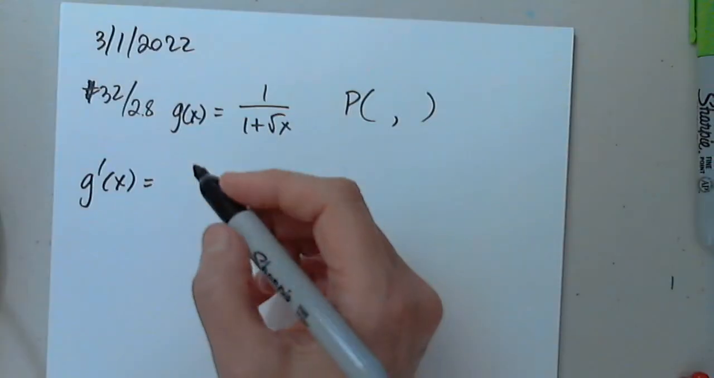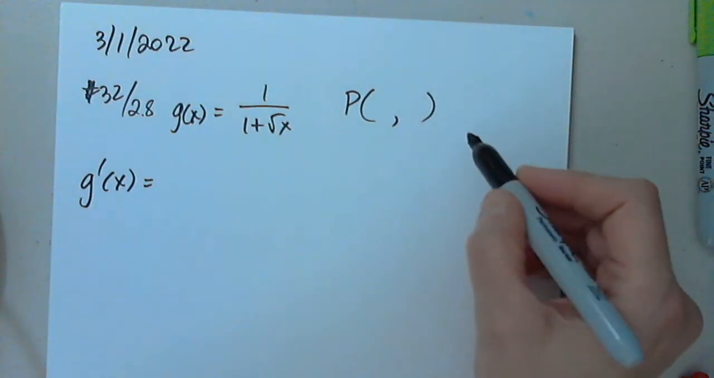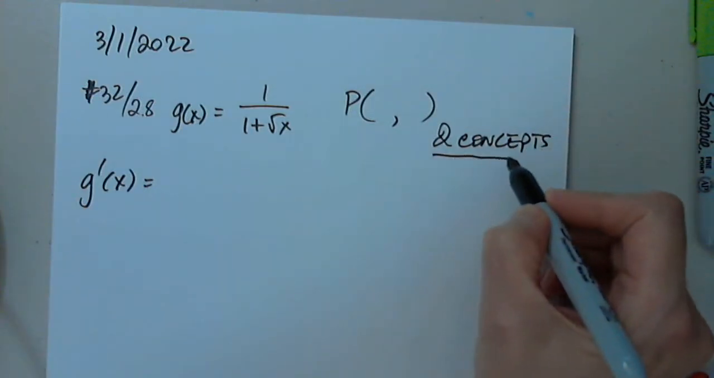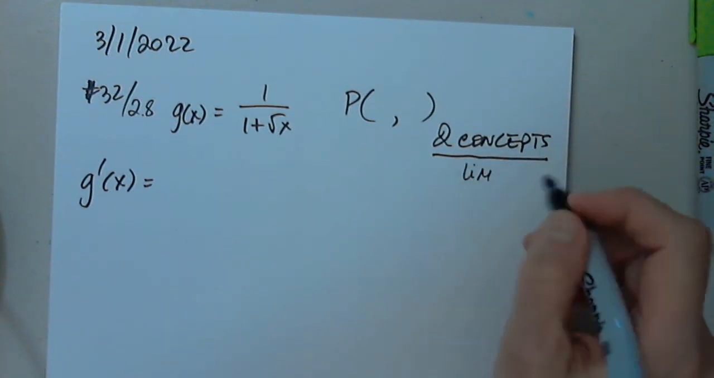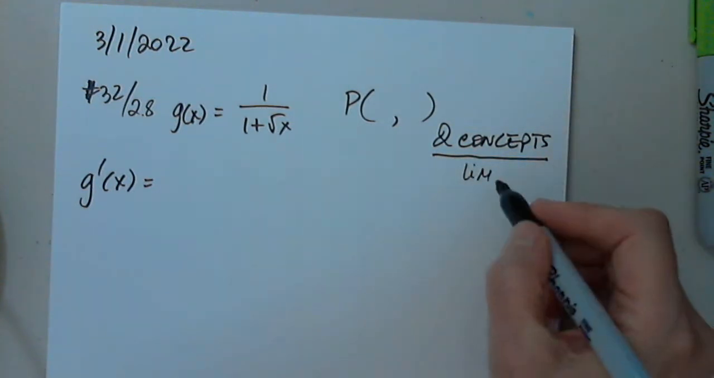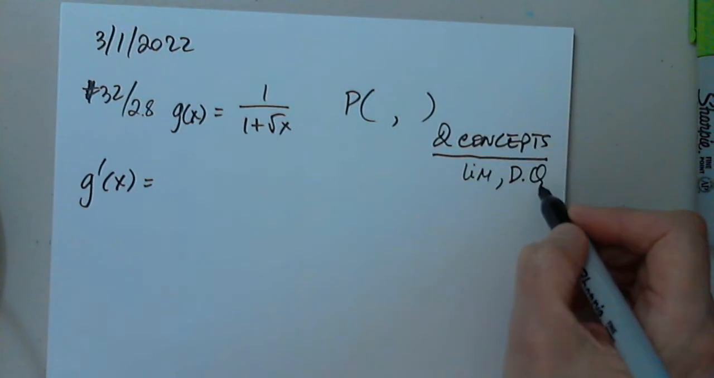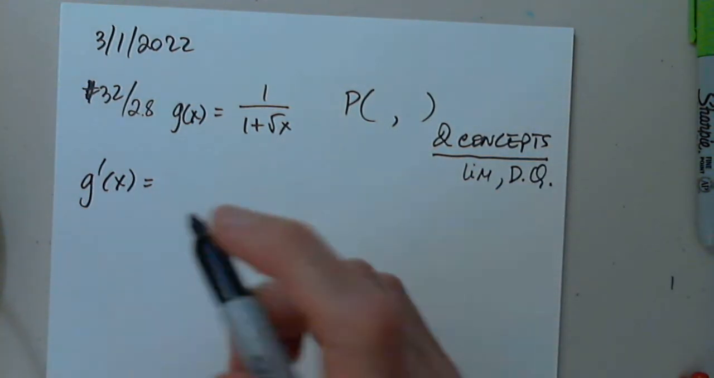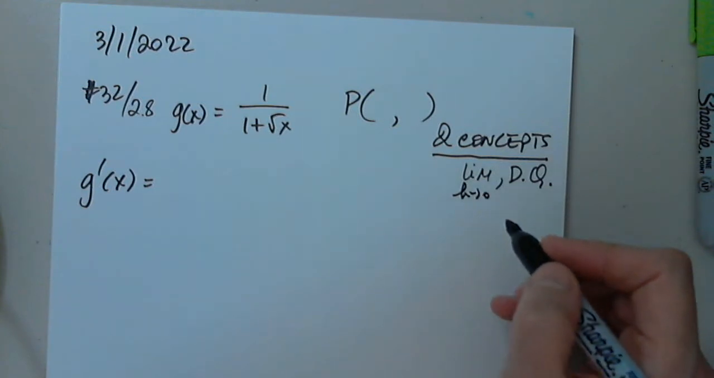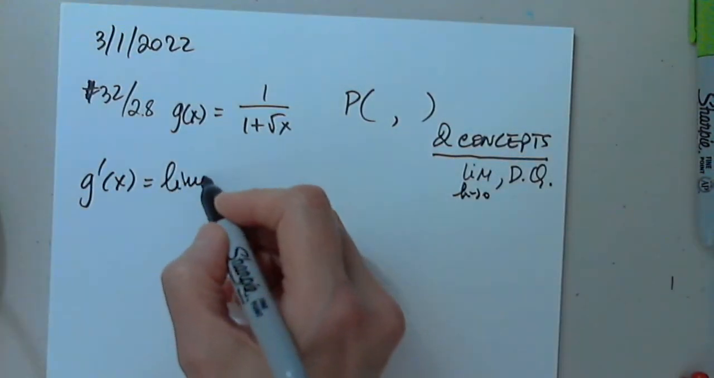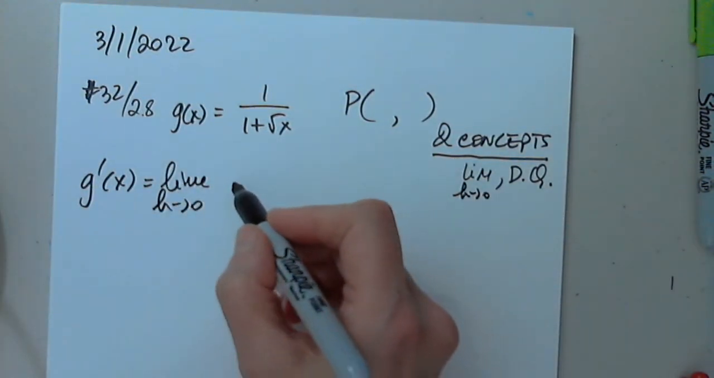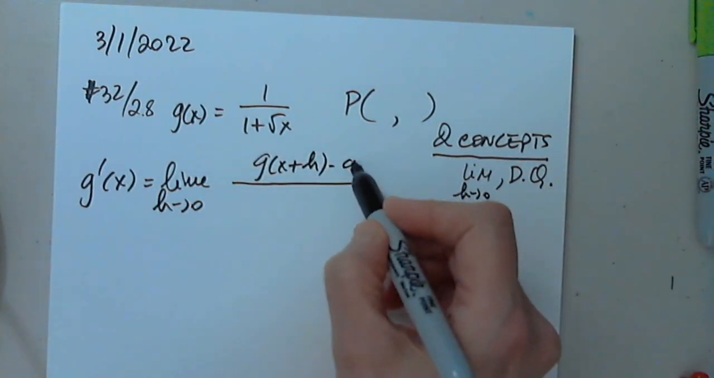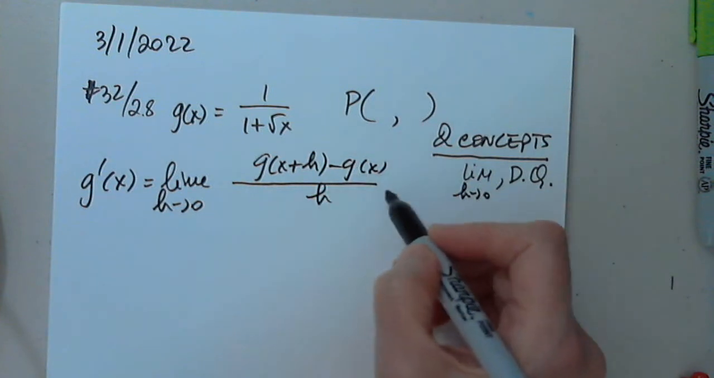So please remember the definition. The definition has two concepts that we've been looking at for a long time: the concept of limit and the concept of the difference quotient. This is the definition of the derivative. The limit, of course, when h approaches 0. So, limit as h approaches 0 of g of x plus h minus g of x, divided by h.